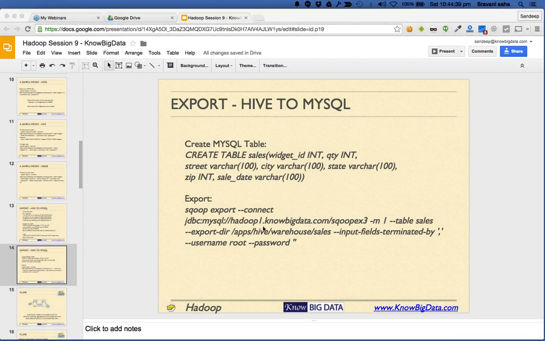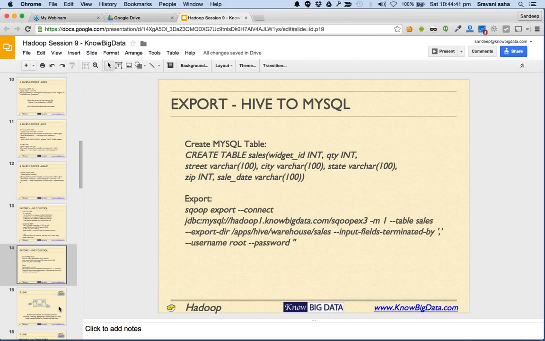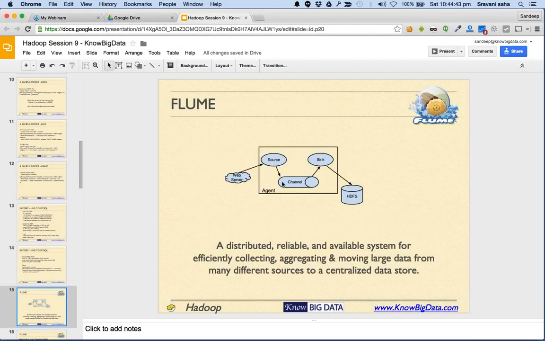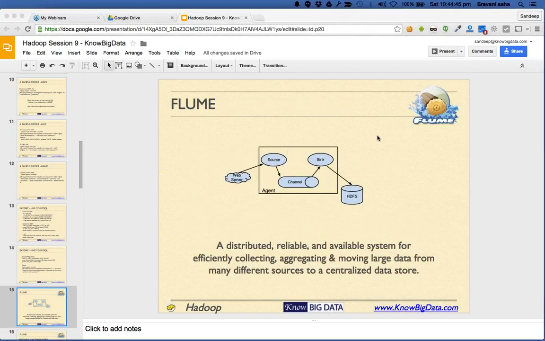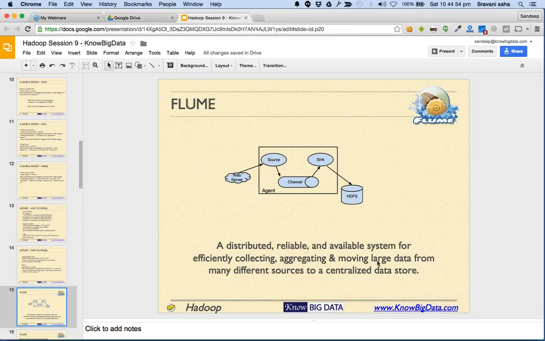Good. So that was about sqoop. Now there is another tool called Flume. Flume is not like our usual import export tool. Flume is a data pushing engine. It pushes data from all nodes onto our HDFS.